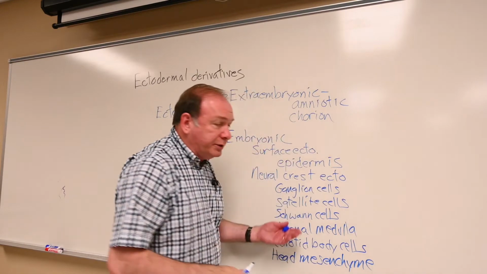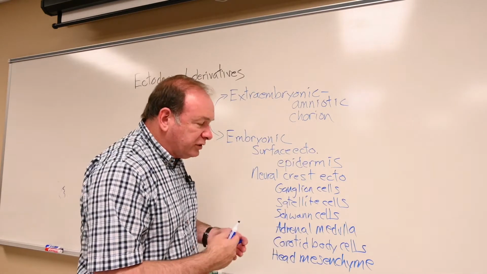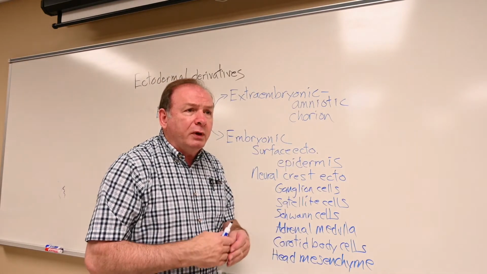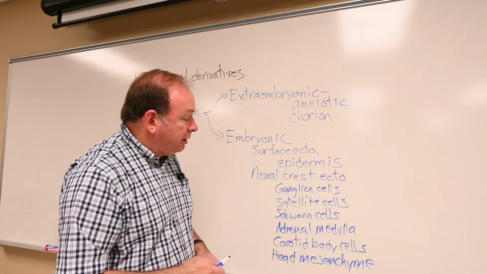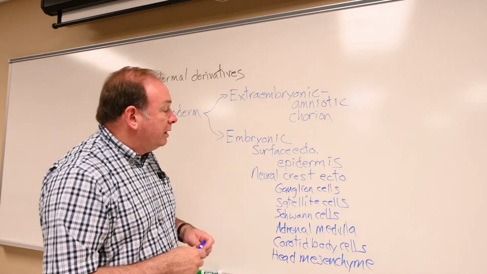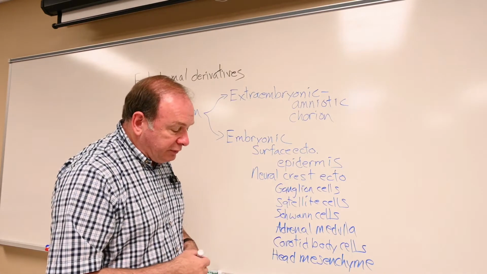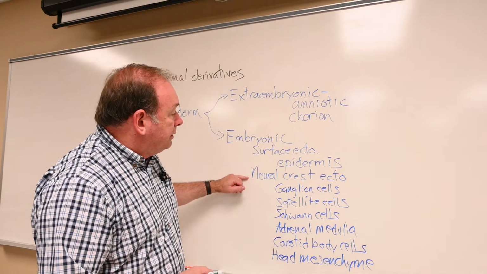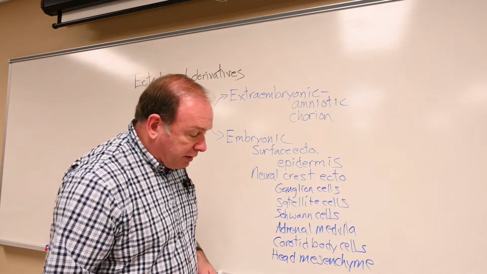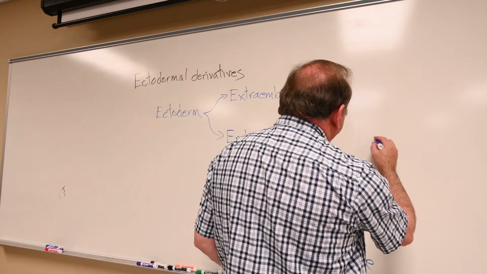Mesenchyme is a precursor kind of tissue. It's not fully differentiated into muscle, bone, or connective tissue at that point, so we call it mesenchyme. So those are neural crest derivatives. So we have surface ectoderm, we have neural crest ectoderm, and then we have neural ectoderm.